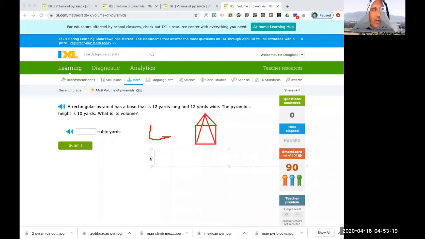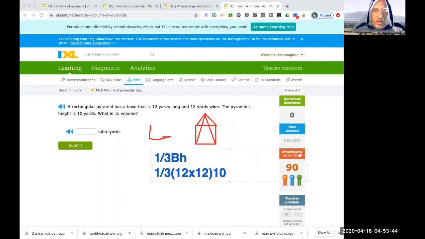Last problem. So the volume of a pyramid is 1/3 times big B times little h. Okay, so it's going to be 1/3. The area of the base or the bottom, the big B, is going to be 12 by 12. So 12 times 12. We already know, I said that before, it's 144. Then the height is 10. Okay, so I have 1/3 of 144 times 10. Now 10 is not divisible by 3. Hopefully 144 is. Actually it is.